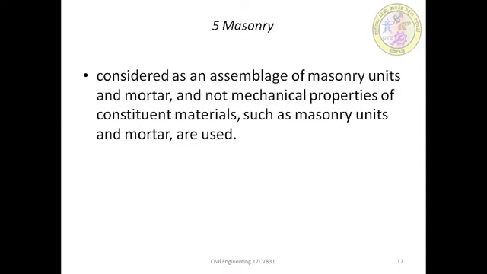Next one is masonry. When verifying the load bearing capacity of masonry walls and structures under vertical and lateral loads, the values of mechanical properties of masonry considered as an assemblage of masonry unit and mortar are used, and not the mechanical properties of constituent materials such as masonry unit and mortar.